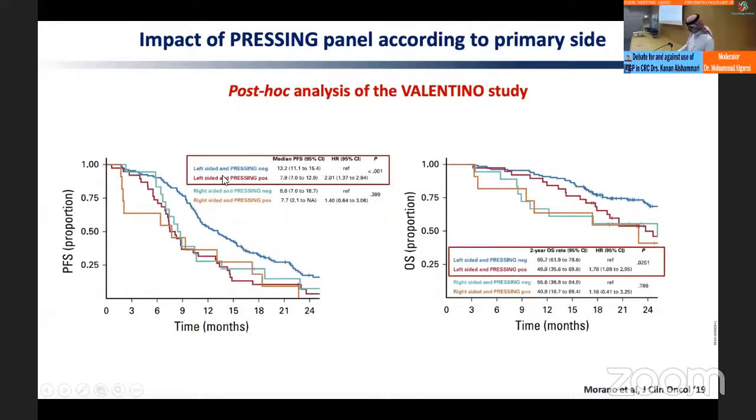So if you are left-sided and this NGS is negative, the progression-free survival is 13 months. And if it's positive, it is significantly less. It's around 8 months. If you're left-sided, which we assume are the ones that will respond to EGFR monoclonal antibodies, regardless of whether we do NGS or not, if they have a pressing or a limited panel NGS that is positive, their survival is actually less by probably 20 months, which is quite significant.